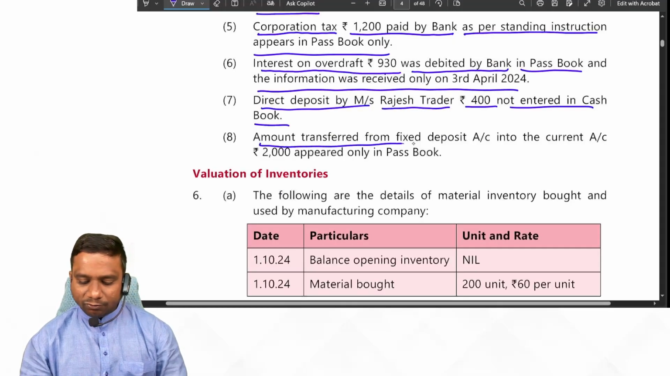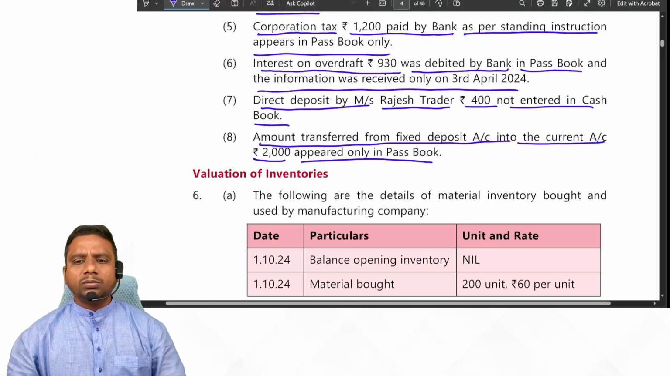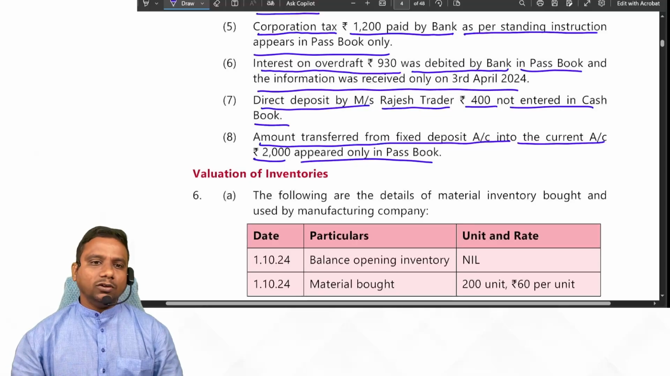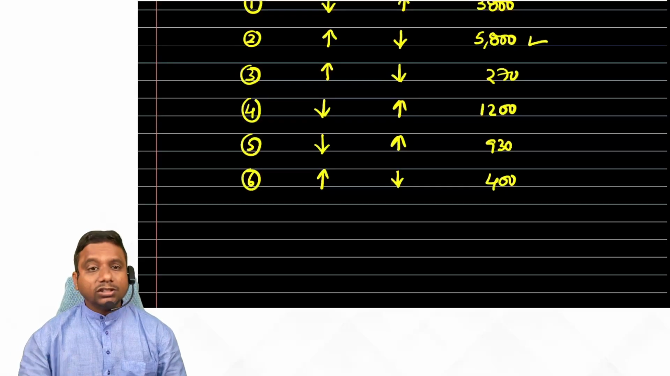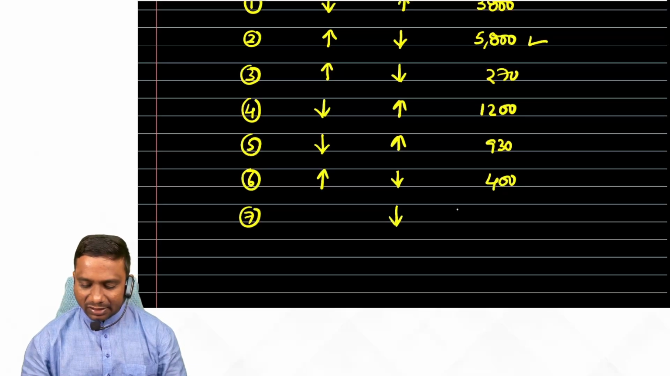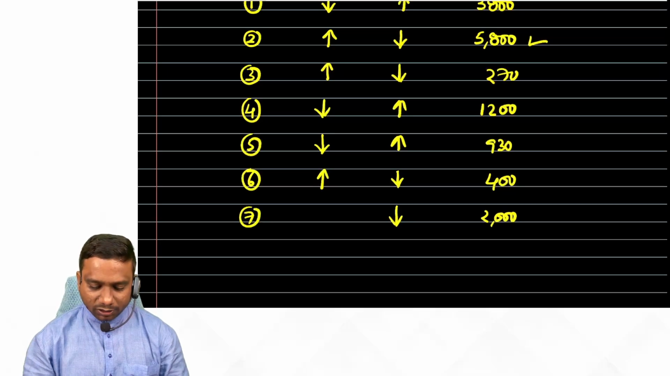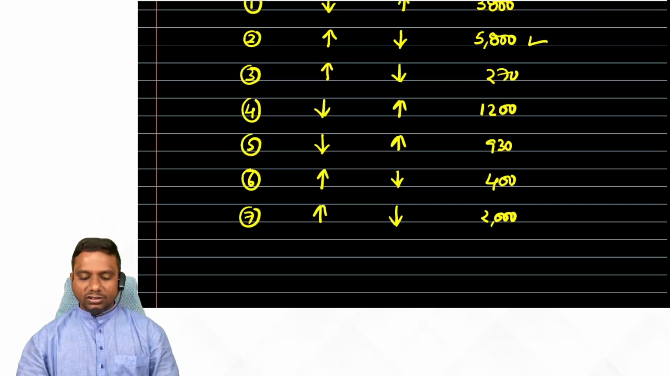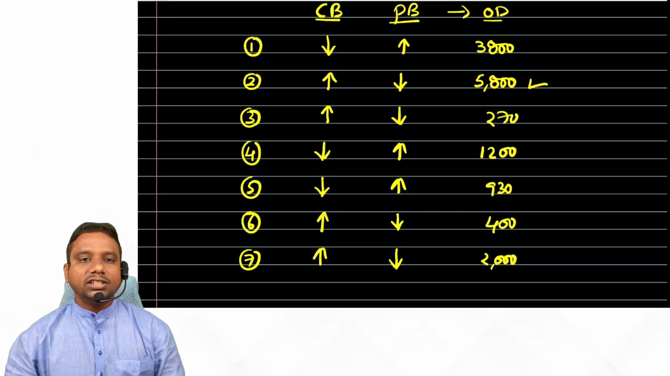Amount transferred from fixed deposit account into the current account 2,000 appeared only in passbook. We have fixed deposit in the bank, that is transferred to the current account. First, who will record this transaction? You will tell me. Passbook. So overdraft gets decreased. But the same is not entered in cash book, so overdraft increases. That's it. This is our working note.